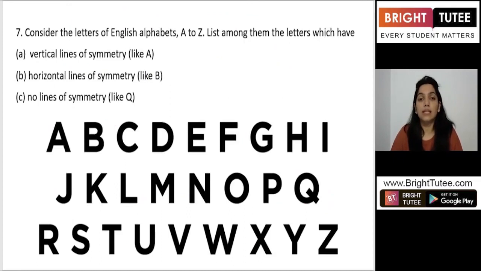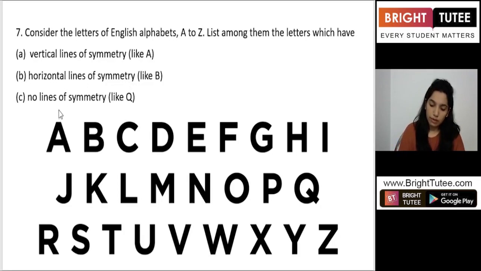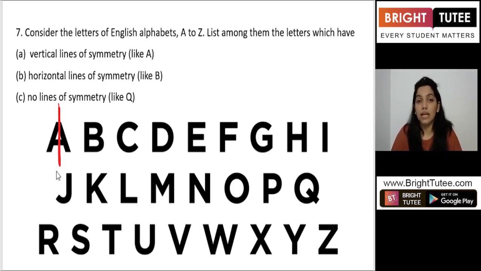It says consider the letters of the English alphabet A to Z. List among them the letters which have a vertical line of symmetry like A. Look at this alphabet A. If I can draw a straight line in between, clearly this is the line of symmetry, that is a vertical line of symmetry for A, right? So let us see which other alphabet has, similar to A, a vertical line of symmetry.